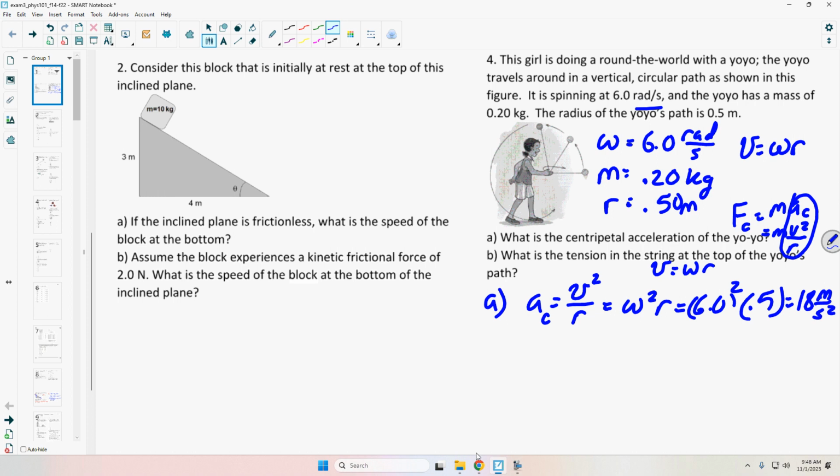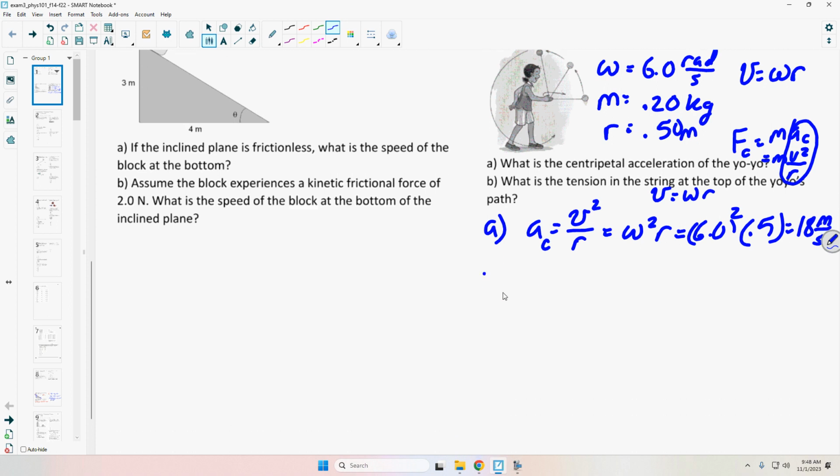Then for part B, I want to know the tension at the top of the yo-yo's path. For this, I'm going to draw a picture. I could change this to be at the top of the path or at the bottom of the path, or even at the side of the path, so you need to be prepared for any one of those. Let me show you what that would look like. Imagine I have this ball that's spinning around in this direction. At the bottom of the path, which is where I'm looking, I want to know the tension in the string at the top of the path.